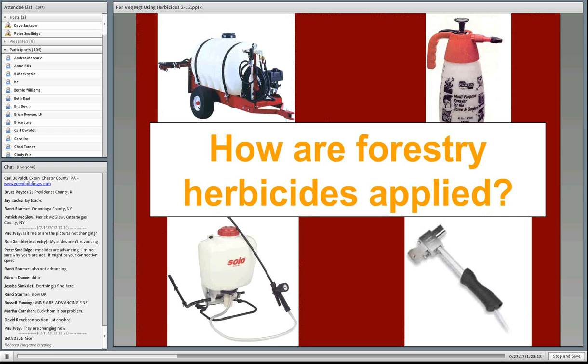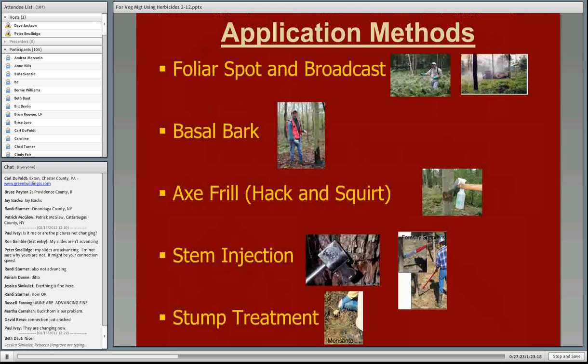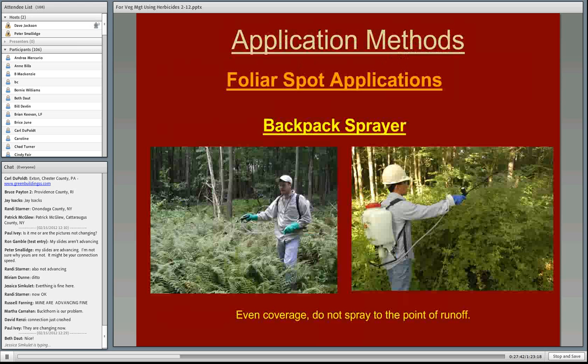So how are these forestry herbicides applied? There's a number of different methods, and we're going to go through each one of these briefly. So we'll look at foliar spot and broadcast applications, basal bark applications, axe frill or hack and squirt treatments, stem injections, and lastly, we'll wrap it up with stump treatments. Let's go through each one of these briefly for you.